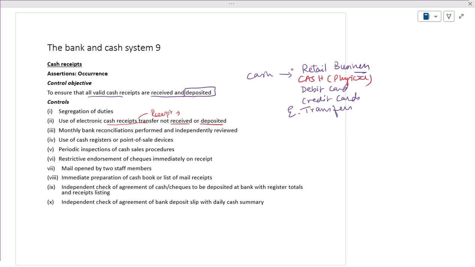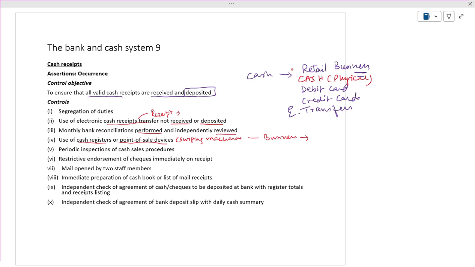The second one: monthly reconciliations performed and reviewed. Monthly reconciliation has been performed, and use of cash registers, point of sale devices, swiping machines. See the transformation that is happening now. It is a rule by law. Every business should have a swiping machine.